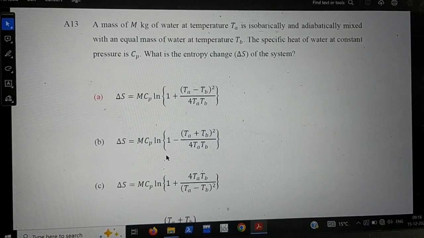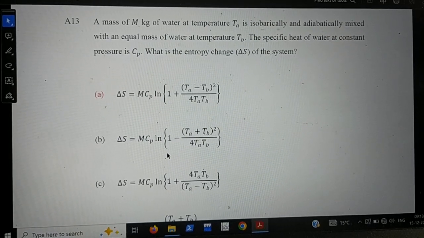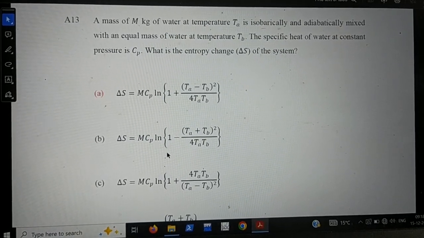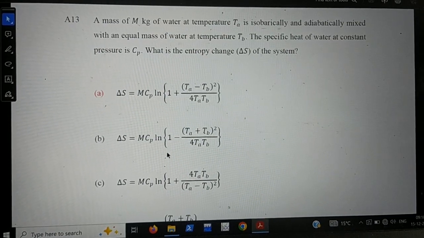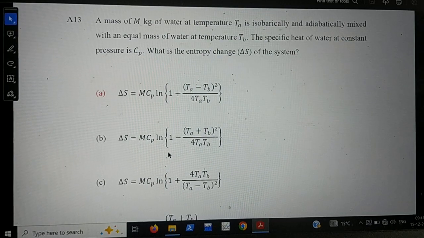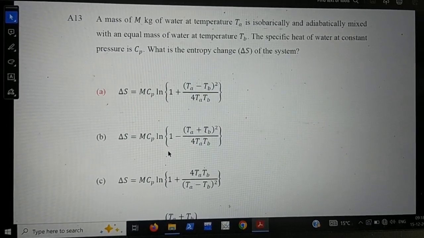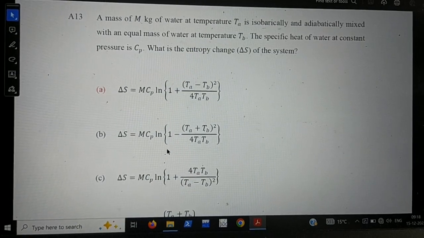Now question number 13. A mass of m kg of water at temperature Ta is isobarically and adiabatically mixed with an equal mass of water at temperature Tb. The specific heat of water at constant pressure is Cp. What is the entropy change del S of the system? This is an easy question though.